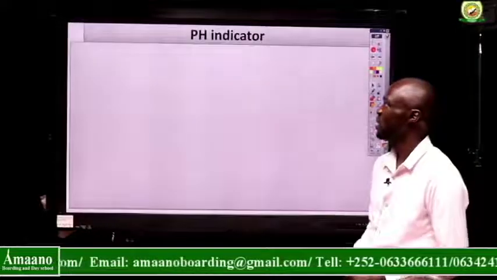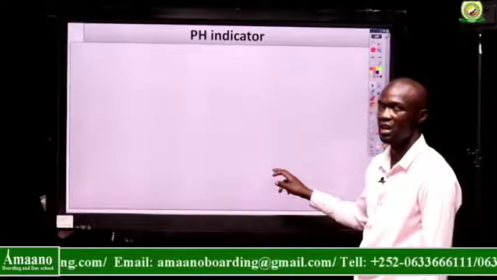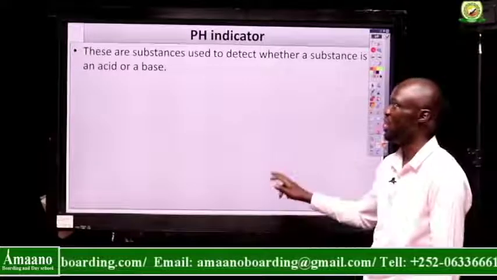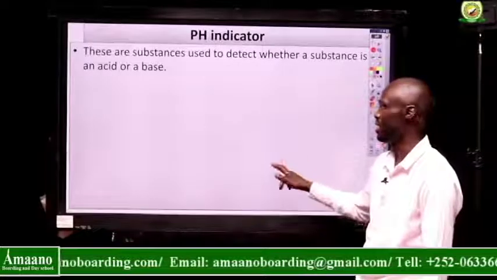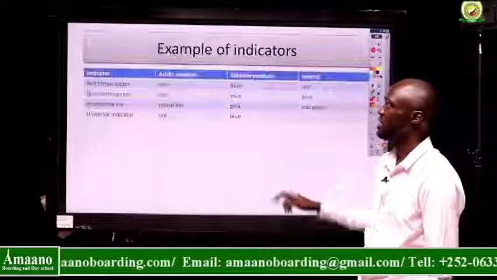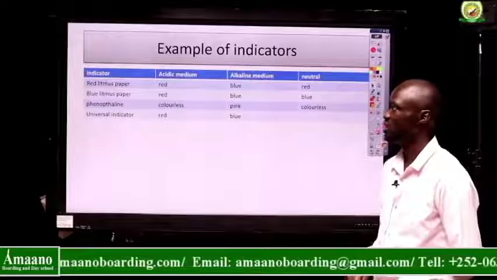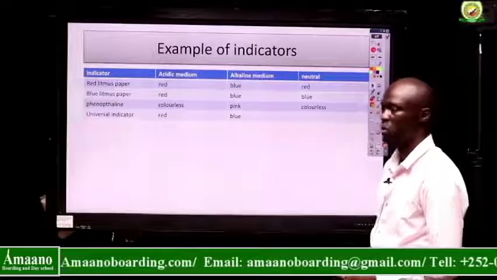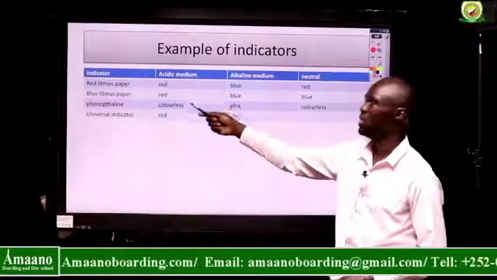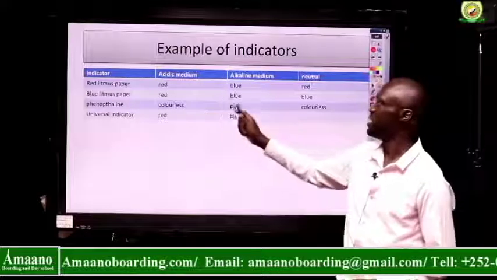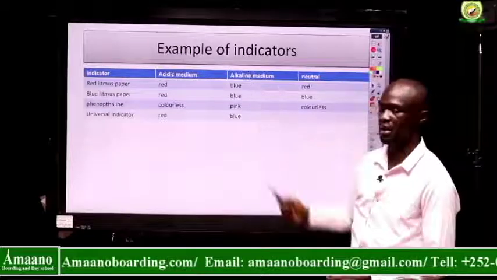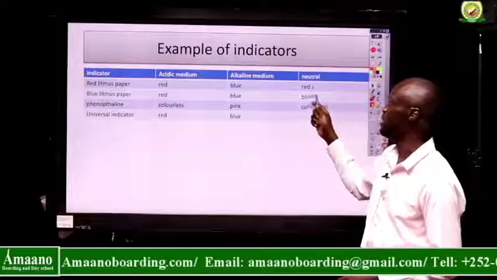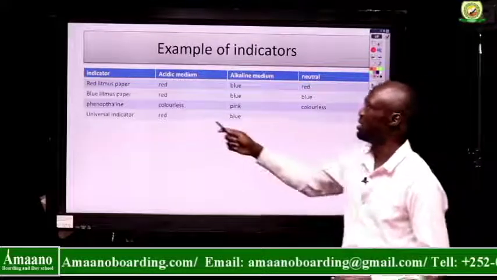Then lastly, we have what we call a pH indicator. An indicator is just a substance used to detect whether a substance is acidic or basic or alkaline. And here we have examples of indicators. We have litmus papers. We have a red and a blue one. In acidic media, they all appear red, whether blue or red. Then in alkaline media, they will all appear blue, both red and blue. Then in neutral media, the red will be red and the blue will remain blue. All these are paper.